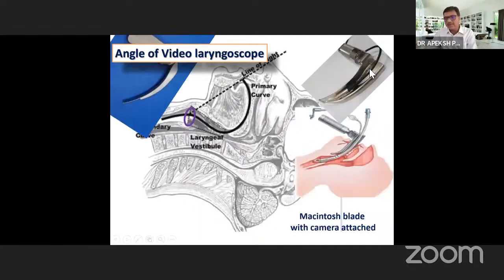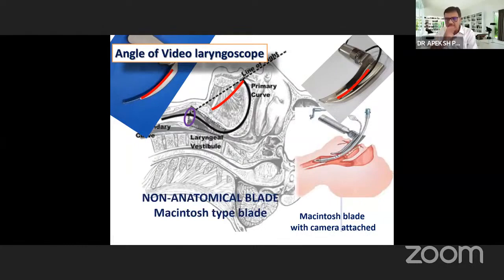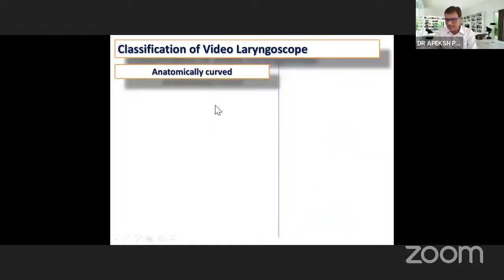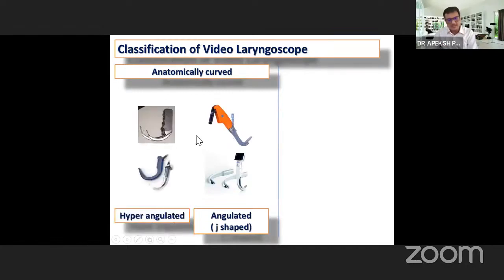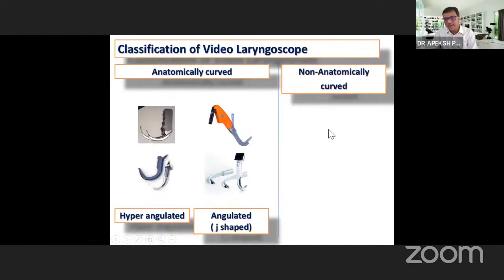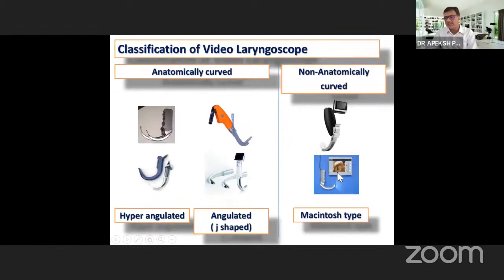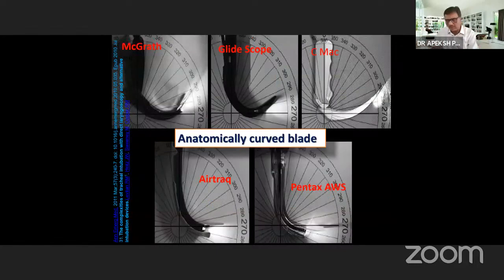But if you look at the Macintosh type video laryngoscope, when it's in situ, the curve is like this. So it's not matching with the primary curve of the oropharynx. The Macintosh type of blade is a non-anatomically curved blade. So video laryngoscopes can be classified as anatomically curved blades, J-shape, which is the King Vision, AirTrack, Pentax; hyperangulated, which is the CMAC D blade or Glidescope hyperangulated blade; and non-anatomically curved, which is the Macintosh type of blade. What difference does it make in clinical practice? We'll discuss in a later part of this session.